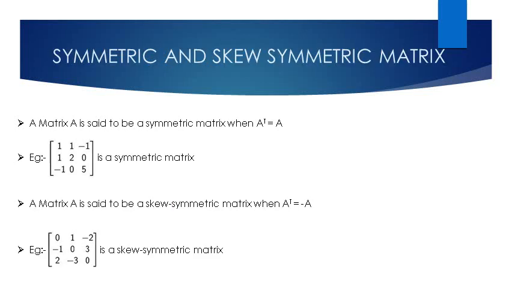Next topic is symmetric and skew-symmetric matrix. A matrix A is said to be a symmetric matrix when A transpose is equal to A, which means that after transposing a matrix, if you are getting the same matrix itself, then it is called a symmetric matrix. Okay, understood? See the example. 1, 1, minus 1, 1, 2, 0, minus 1, 0, 5 is a symmetric matrix. Why?